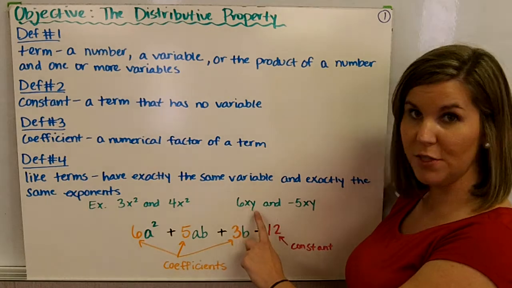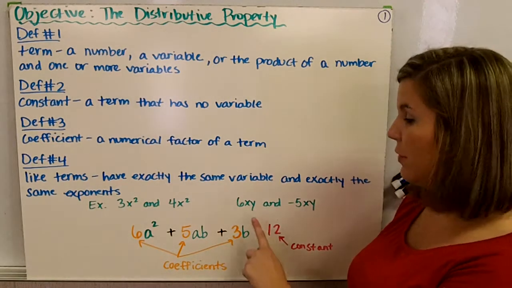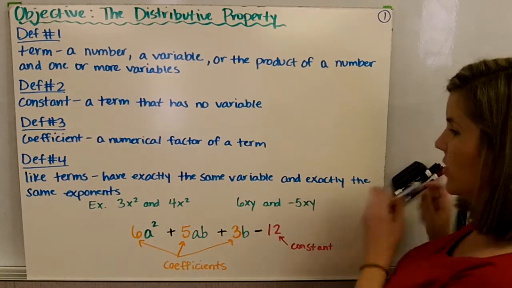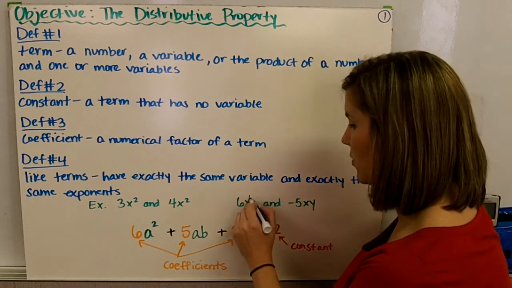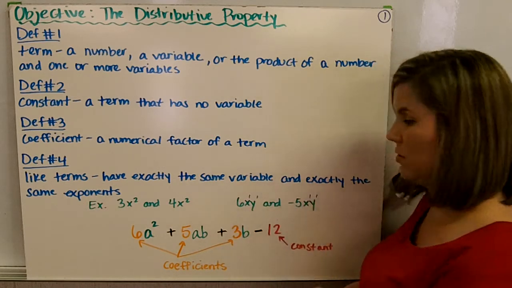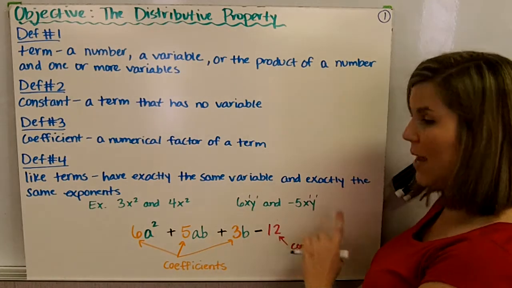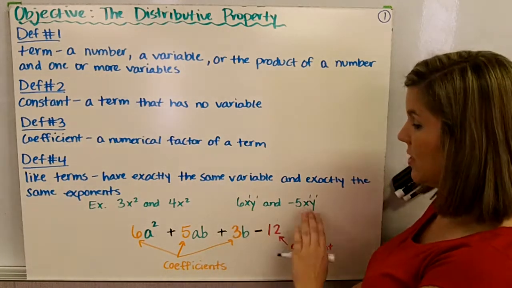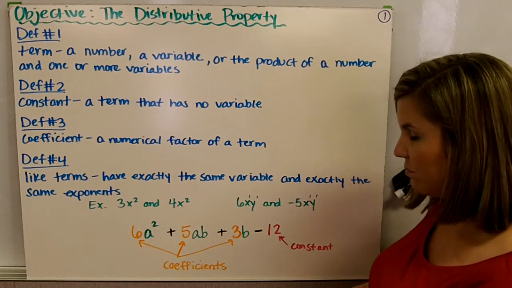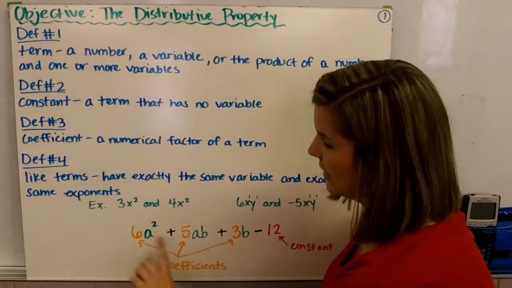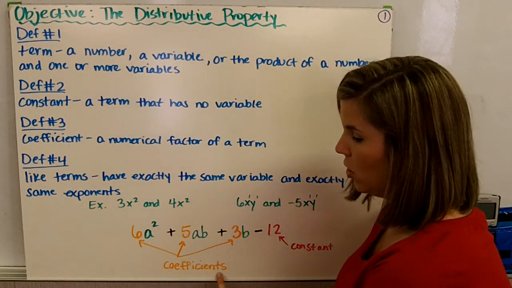X to the first power, y to the first power. Remember, if you don't see the exponent, there's a little 1 there. So 1, 1 here, those are the same. They both have x to the first power, they both have y to the first power, so these are like terms. Down at the bottom, 6, 5, and 3 are all coefficients.